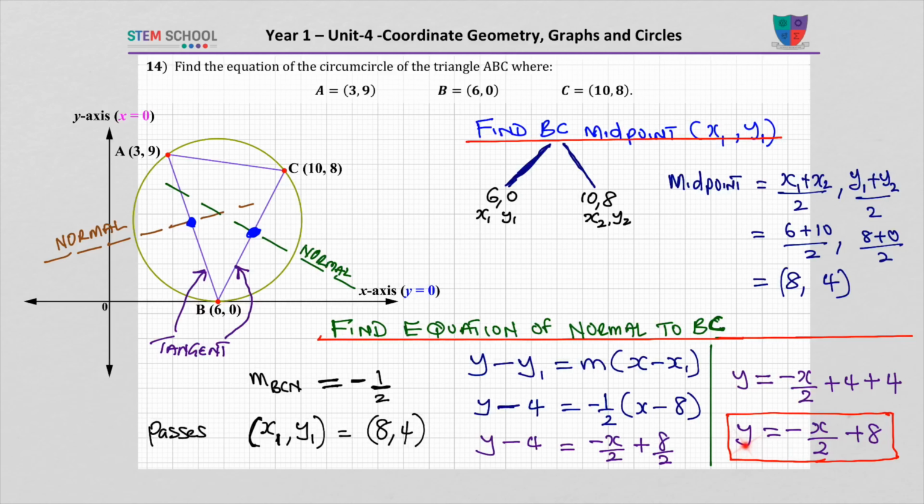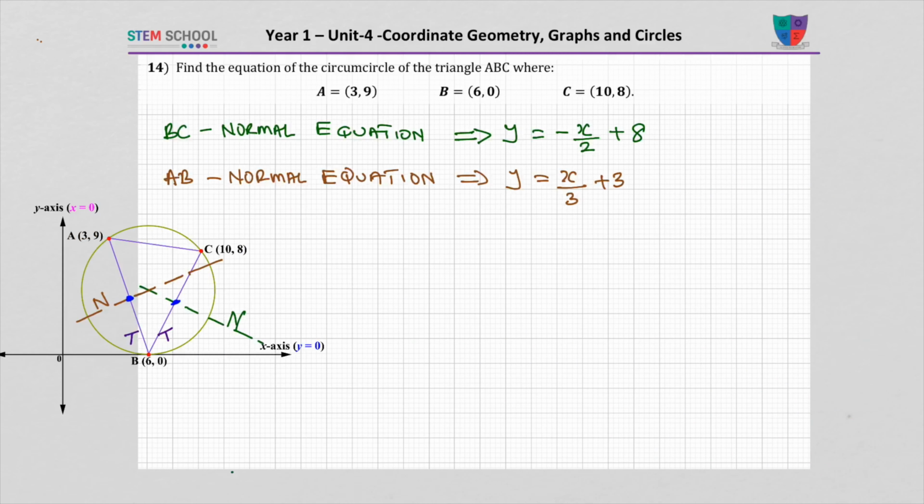Therefore, the equation of the normal to BC is y equals minus x over 2 plus 8. Now this is the BC normal equation, which is y equals minus x over 2 plus 8. And AB normal equation is y equals x over 3 plus 3. So you can see the normal line and the normal line. And the point where they meet, which is what we're looking for, is that point here in the center, which is the point we need to find next by equating these two equations together.